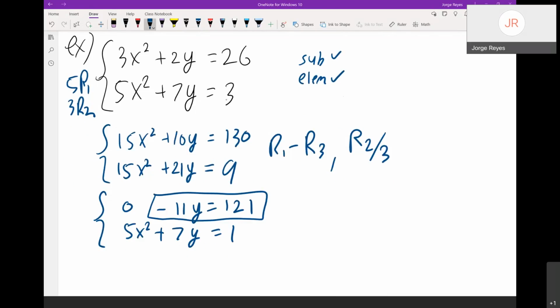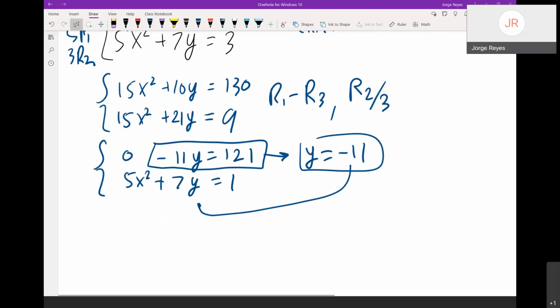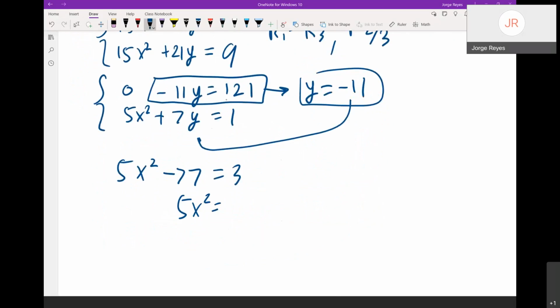Sort of, right? I'm going to stop using elimination now and do back substitution. So you're going to get y equals -11, and then plug that into here. So 5x squared plus, just kidding, minus 77 equals 3. 5x squared equals 80. x squared equals 16, which means x equals plus or minus 4, right?